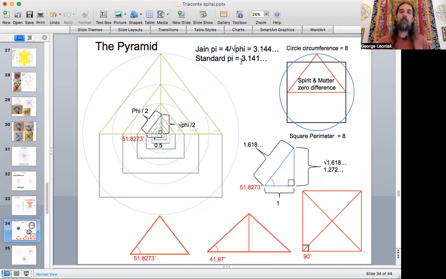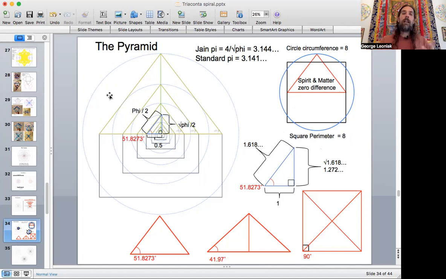If you use standard pi, 3.141, you'll never be able to get an accurate 8 to 8. Let's say the circle circumference is 8, the square perimeter is 8. Well, this is the diagram that then shows you with the square root of phi that matter and spirit, there's no difference between the two.